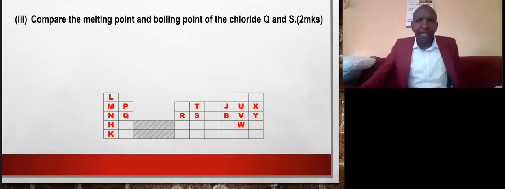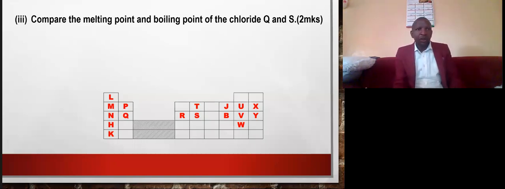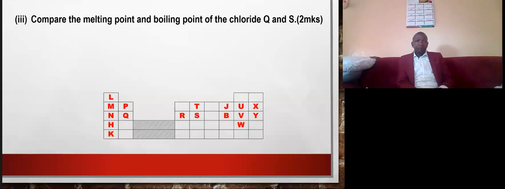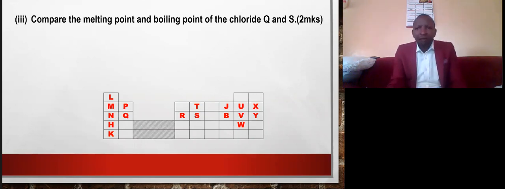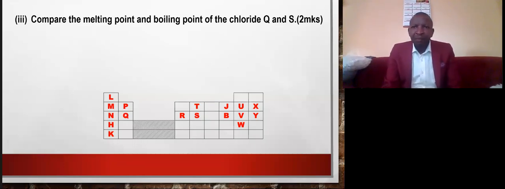Can you repeat your answer again? I can see the distance was very good. The chloride of Q has a higher melting point and boiling point than the chloride of S. This is because the chloride of Q has ionic structure which are held together by a giant ionic bonding, while the chloride of S has simple molecular structures held together by weak van der Waals forces. Very good, although there's a lot of mix-up of your explanations.